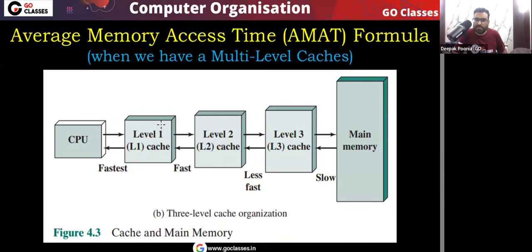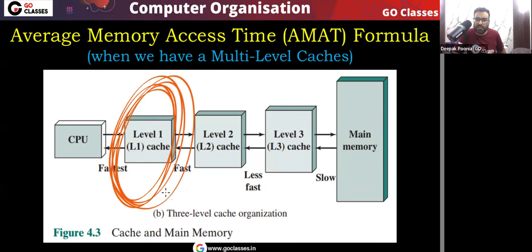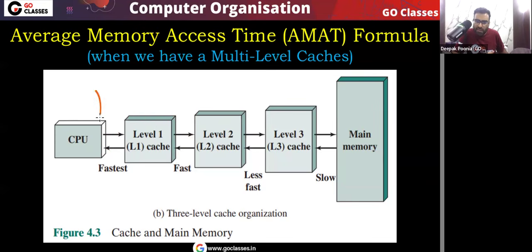So I can say average memory access time is equal to, for every CPU memory request, we will always access the L1 cache to check whether there is a hit or a miss. So this time we always need to spend, for every memory request generated by the CPU, this L1 access time, or I can say this L1 hit time.